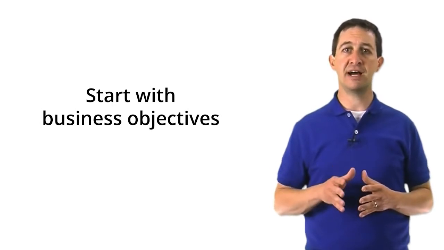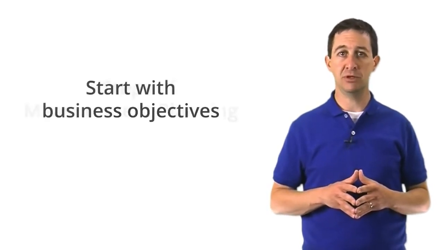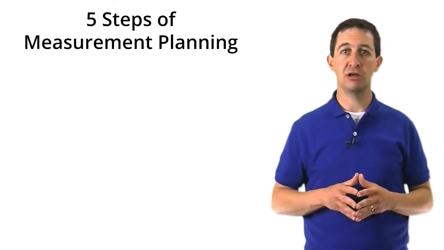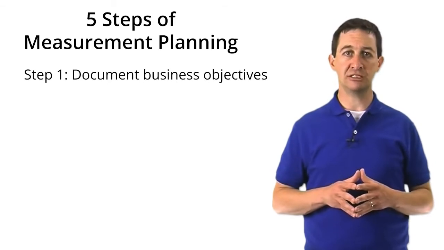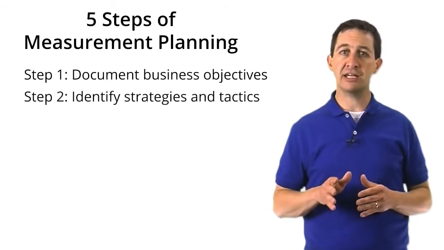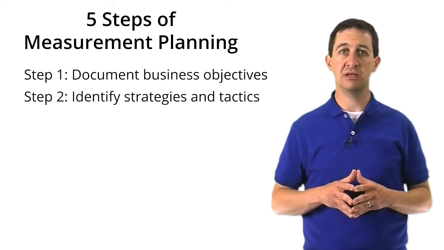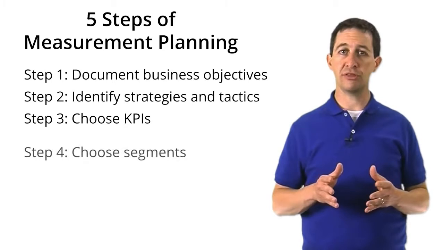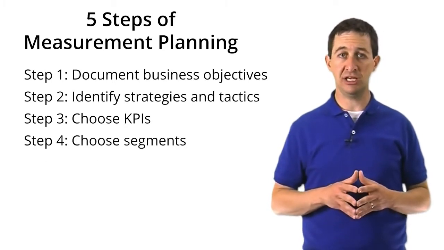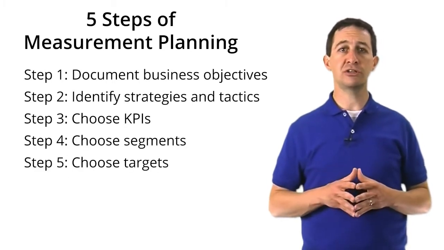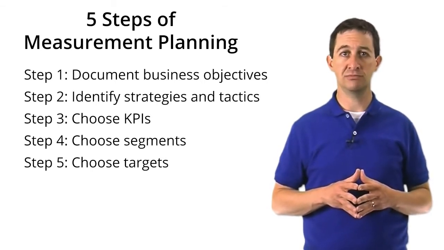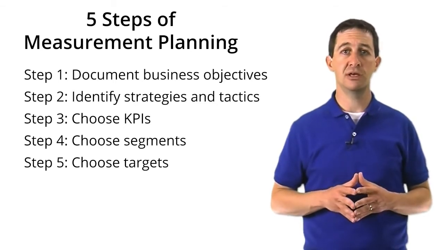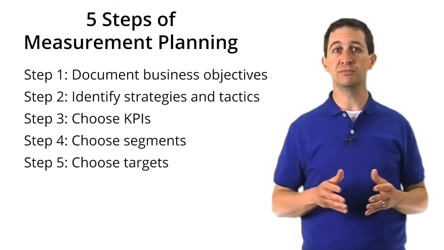You will go through a series of 5 steps in order to define your measurement plan. We'll go over each of the 5 steps in this lesson, but here's an overview of what they are. First, document your business objectives. Second, identify the strategies and tactics to support the objectives. Third, choose the metrics that will be the key performance indicators. Fourth, decide how you'll need to segment your data. Finally, choose what your targets will be for each of your key performance indicators. Remember, this process requires you to meet with the people who make the decisions in your business. This could be managers, executives, or you if you're a small business owner.